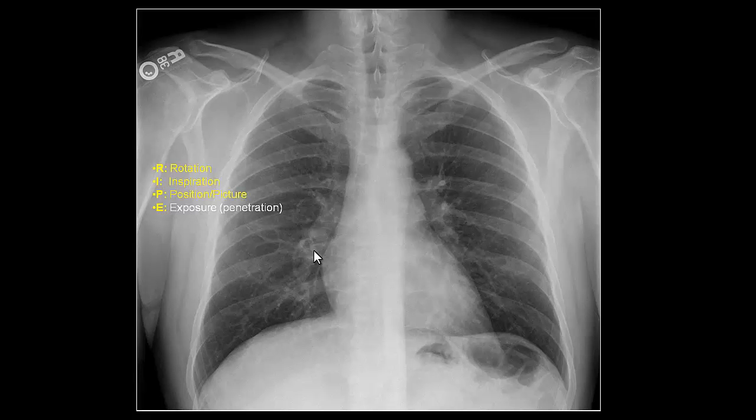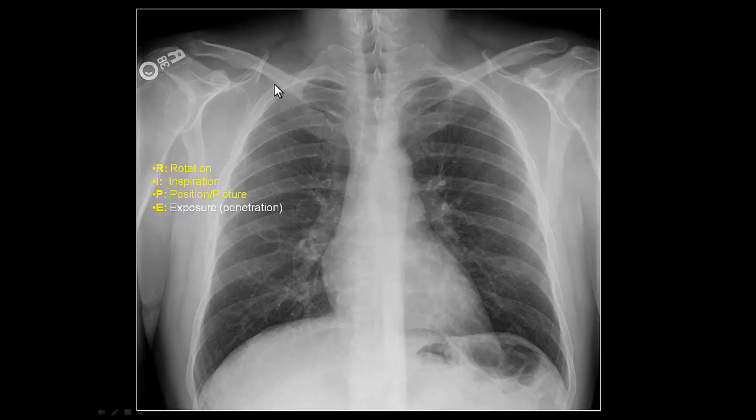Next we'll look at position and picture. So first you should know what view you have. So this is a PA view where basically the patient is facing the cassette and the X-ray beam is shooting them from the back, and the heart and the cardiothoracic structures are best analyzed in this view.